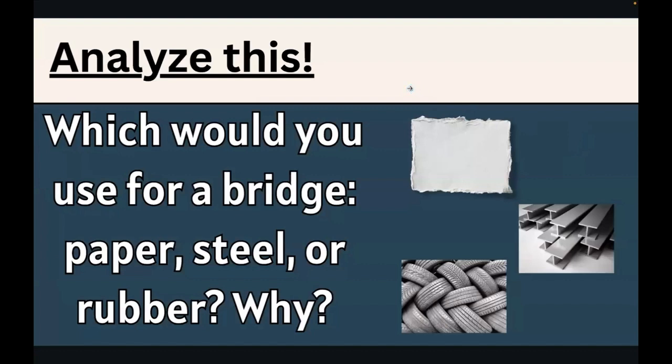So I want you guys to analyze this. Say you need to build a bridge and you can choose between paper, steel, or rubber. Which would you pick and why? Think about what's strong, what's flexible, and what can hold weight. Again, anyone can give me an answer on this.